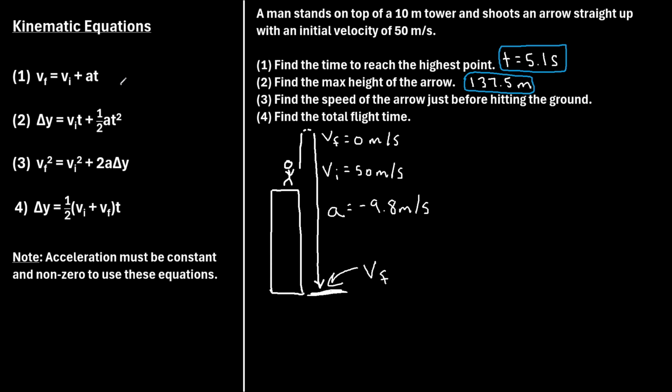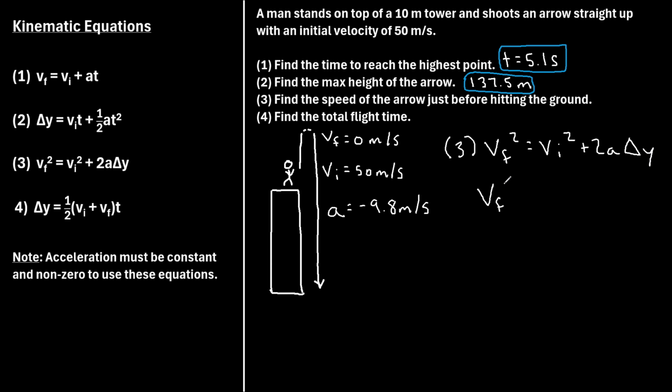To solve this problem, if we're looking at our kinematic equations, there are a few different ones we could choose. Let's try number 3 for this one. For question 3, we're going to use the final velocity squared is equal to the initial velocity squared plus 2 times the acceleration times the displacement. The final velocity squared, we don't know. That's what we're trying to figure out. But it will be equal to the initial velocity squared. We know the initial velocity is 50. That's the velocity the arrow is shot at. So 50 squared plus 2 times a. Again, a is always negative 9.8. That's gravity. Times the displacement.